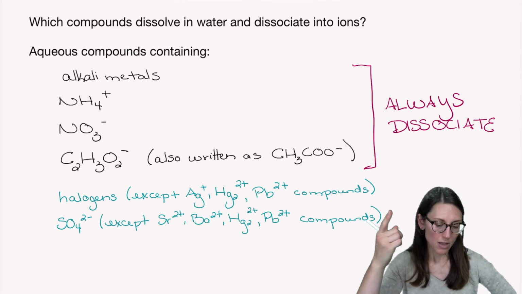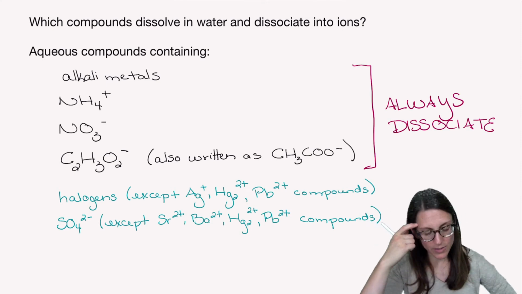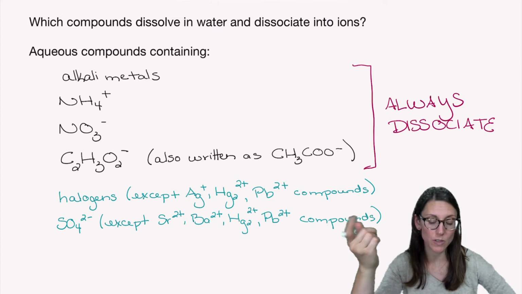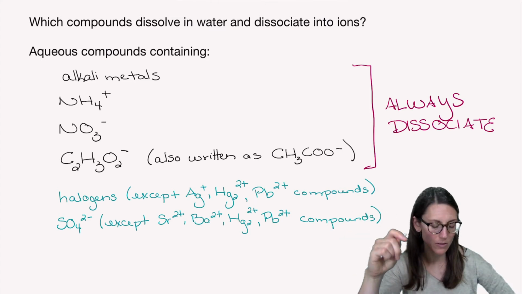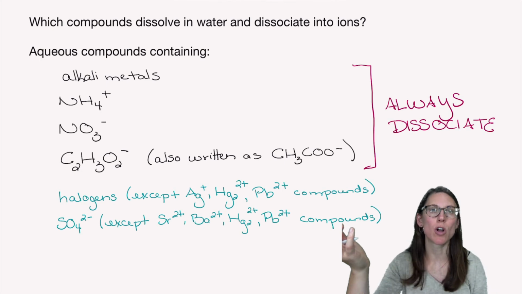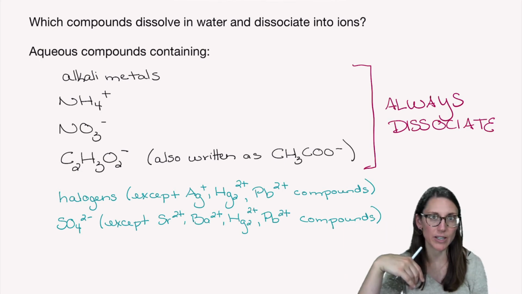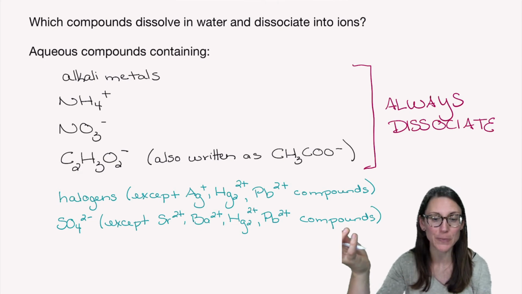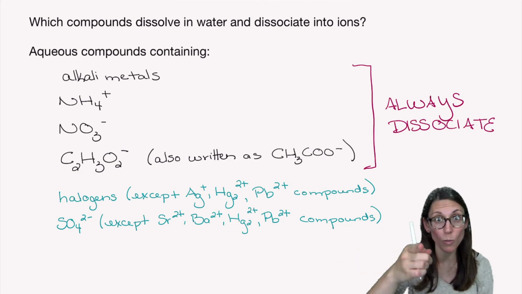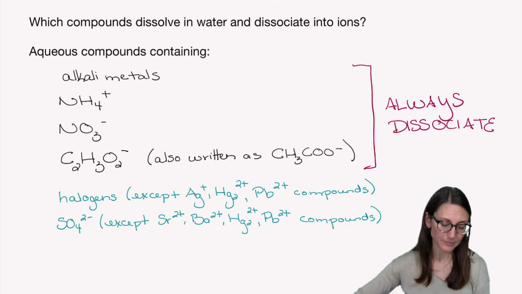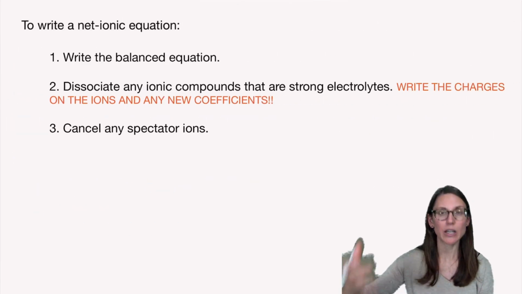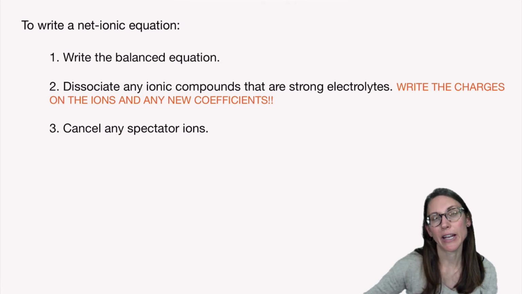Our halogens, with the exceptions of silver, mercury, and lead, are typically going to be strong electrolytes as well, and you would dissociate those without the exceptions. And then sulfates typically are strong electrolytes as well, but they have their own set of exceptions. Strontium, barium, mercury, and lead compounds don't dissociate fully. So memorize the ones that always dissociate. Got it.